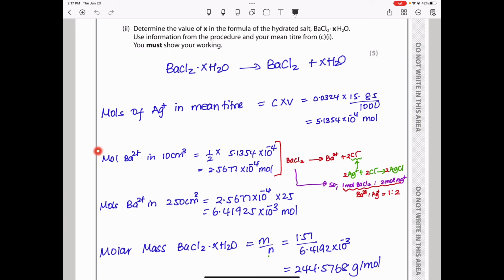So this is my next step here. I'm going to use the number of moles of silver ions to be able to calculate the number of moles of barium ions. So the moles of barium ions, these are the ones that reacted, meaning in the 10 centimeters cubed should be 1/2 times the moles of silver ions, giving me this. I hope this explanation shows you why I used 1/2. It is because the ratio of barium to the silver is 1:2, since each barium chloride produced 1 barium but produced 2 chlorides which reacted with 2 silvers. So basically it's a 1:2.